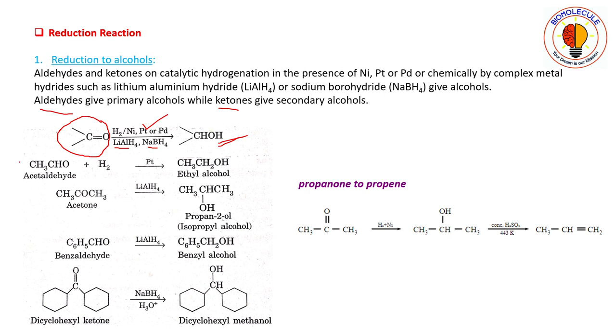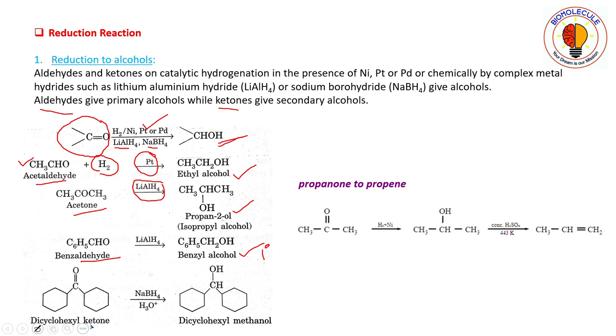Okay, here you can see aldehyde, that is acetaldehyde, undergoes reduction through catalytic hydrogenation method to ethyl alcohol. Similarly, acetone undergoes reduction to propan-2-ol, that is secondary alcohol. In this one you can use lithium aluminum hydride also, doesn't matter, and in this one you can use catalytic hydrogenation also. Okay, benzaldehyde similarly undergoes reduction to benzyl alcohol, that is a primary alcohol. Since it is an aldehyde, it will give primary alcohol.